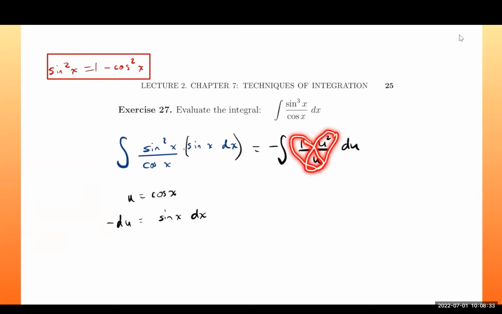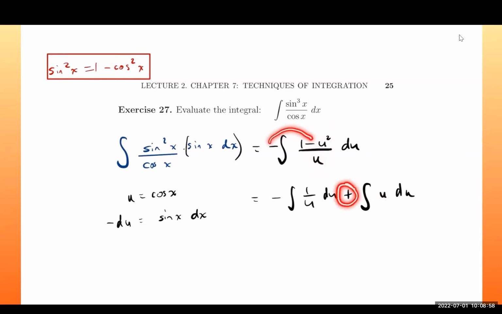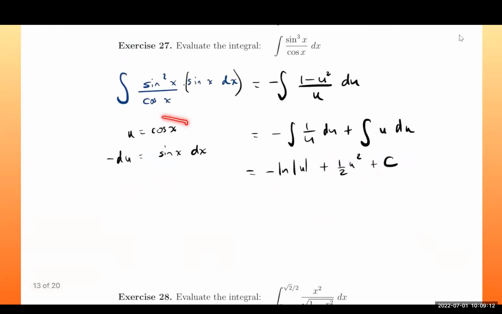What I'm going to do is split this up into two separate fractions, and also distribute the negative. So if I do that, I'm going to get negative integral of 1 over u, with respect to u, plus the integral of u squared over u, which is simply u. The u squared divided by u is u, and it becomes plus because when you distribute the negative, that becomes plus. All right, and this is a straightforward integral. That's going to be negative ln absolute value of u plus 1/2 u squared plus c, constant of integration.